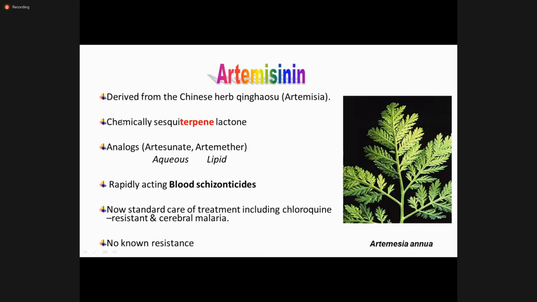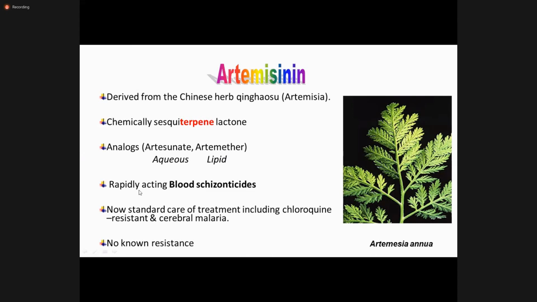The chemical compound of this is a terpene. Terpene is a class of chemicals, a long chain of ethylene group. Okay, this is chemically a terpene and derived naturally from the plant. It has two forms. One is aqueous form, one is lipid form. Artemether is a lipid form. Artesunate is an aqueous form. The lipid form is more common, and this is usually given.